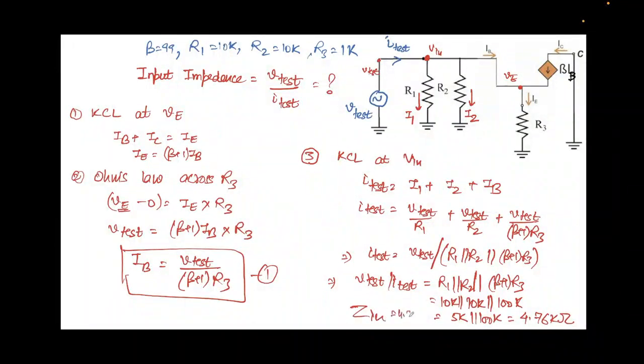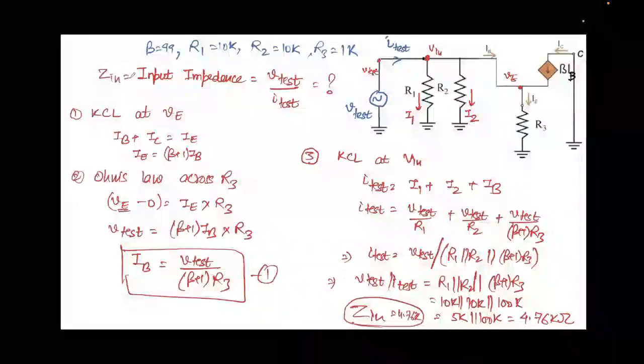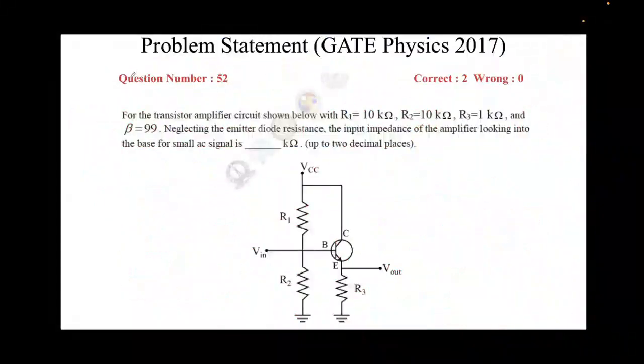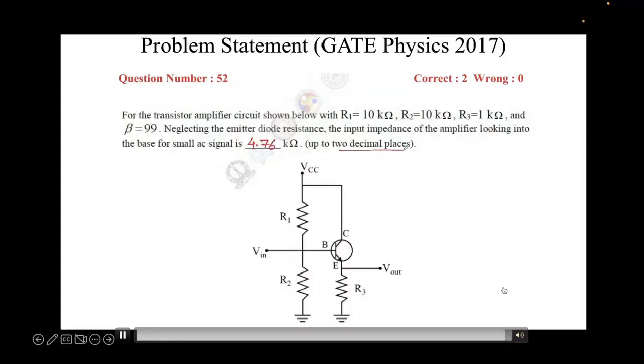So we find out Zin equal to 4.76K. This is also known as Zin, input impedance. We just found out that the input impedance is 4.76 kilo ohms, and this is already up to 2 decimal places. So that is all that we had to do. We are done with the first question.